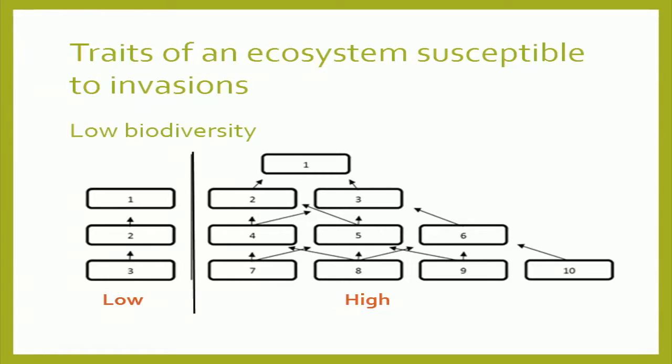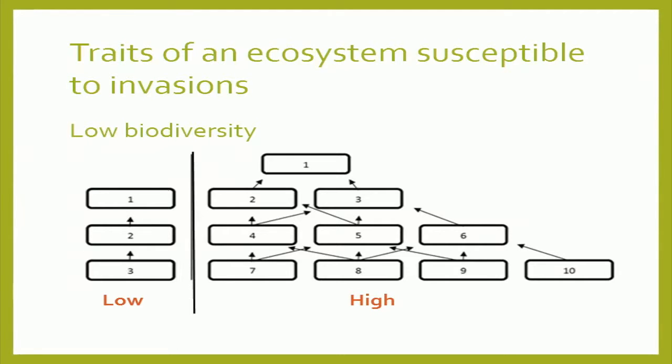Low biodiversity can also allow invasive species to move in easier. Look at the low biodiversity diagram on the left side of the slide. If an organism at the second trophic level experiences a drop in population levels, invasive species could enter into the ecosystem. Then the predator's food source will be affected. Alternatively, the invasive species could outcompete the native species, once again causing problems for the predator.